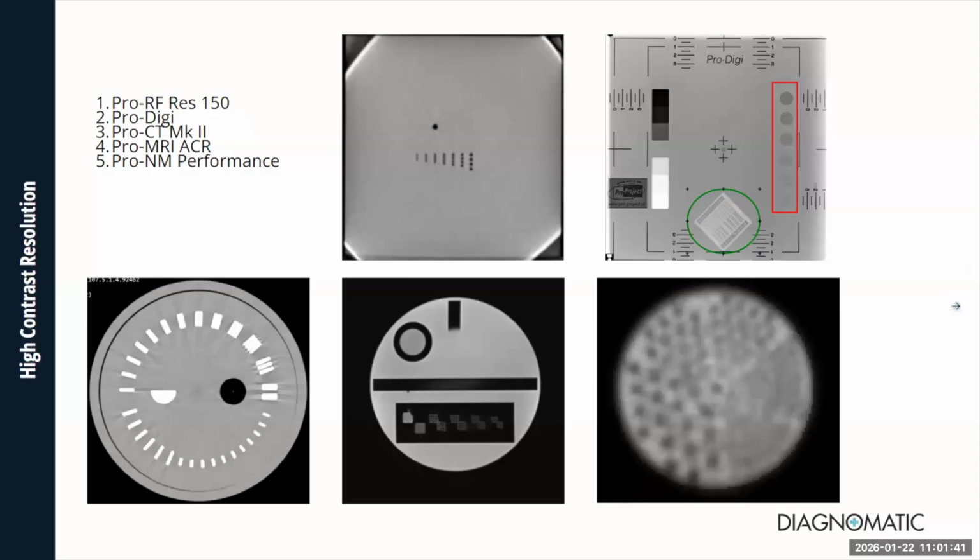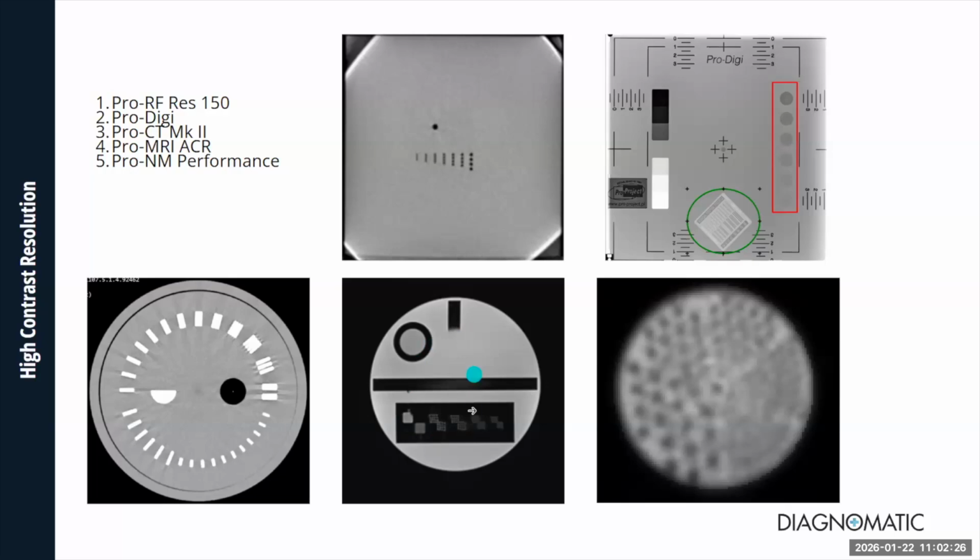Regarding the high contrast resolution in the CBCT, in the fluoroscopy, you can use the ProRes 150. In the Prodigy, it's the resolution pattern that helps us to evaluate the high contrast resolution. In the Pro CT MK2, you have the sandwiches with pairs of lines per centimeter, where we can check what is the highest resolution required in the image.